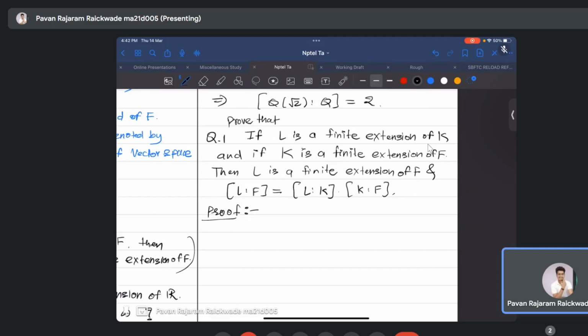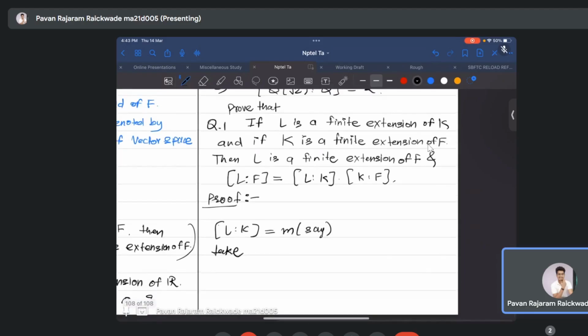Okay. So what do we want to prove? That the vector space L over F is finite dimensional, right? So basically we will give a basis for this. So L over K is finite, let's say of degree m. Because it's a finite dimensional vector space, there exists a finite basis, right? So I'll take a basis alpha 1, alpha 2 up to alpha m, be a basis of L.